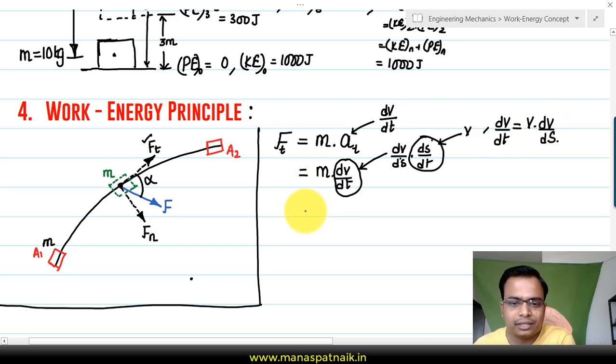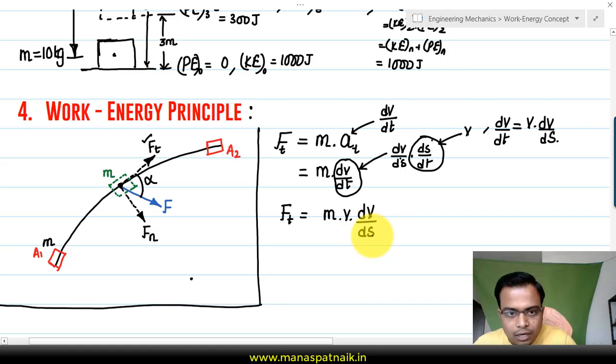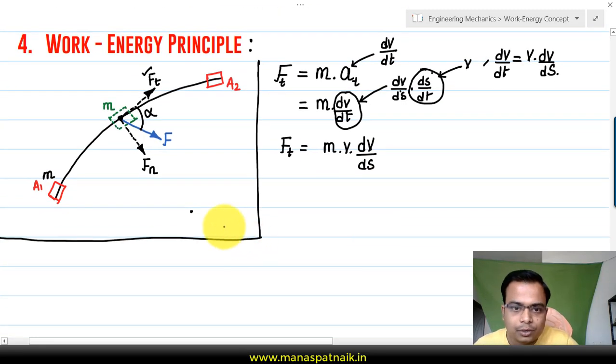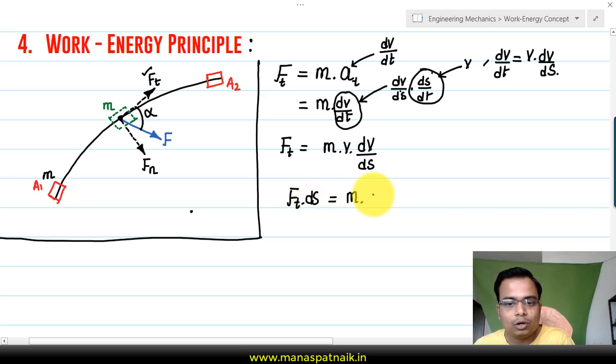So let's just write this down. This is going to be interesting. The tangential force Ft is equal to m dot v dot dv over ds. Let's make some space. Here we go, and let us shift this ds over here, so Ft multiplied by ds is equal to m dot v dot dv.